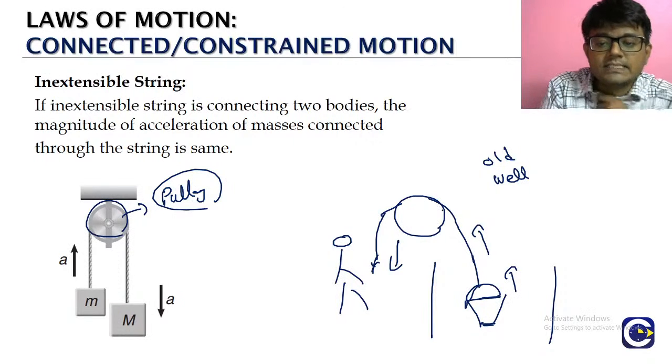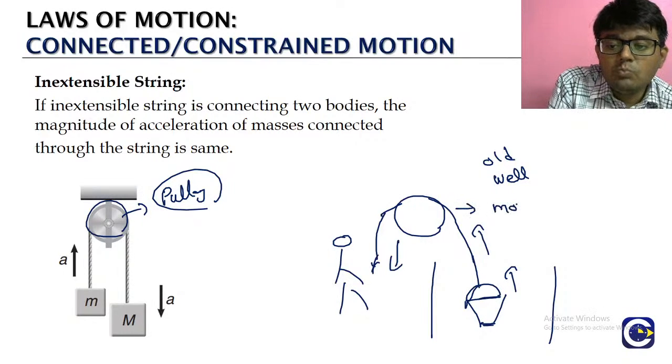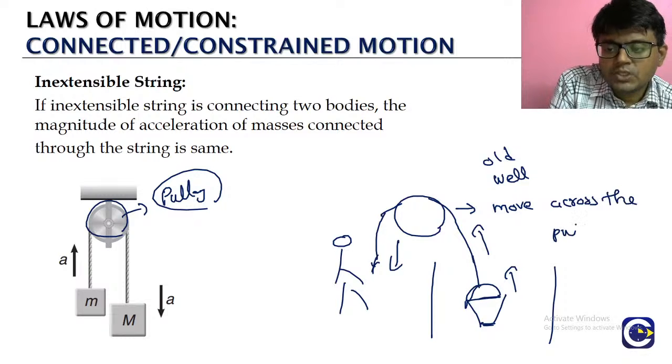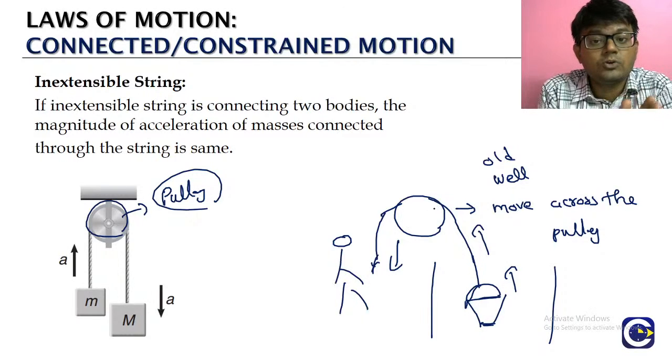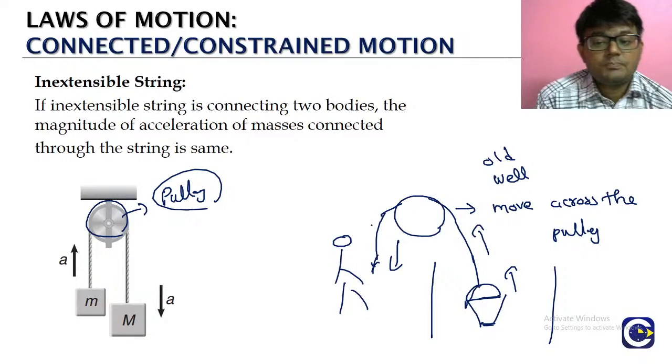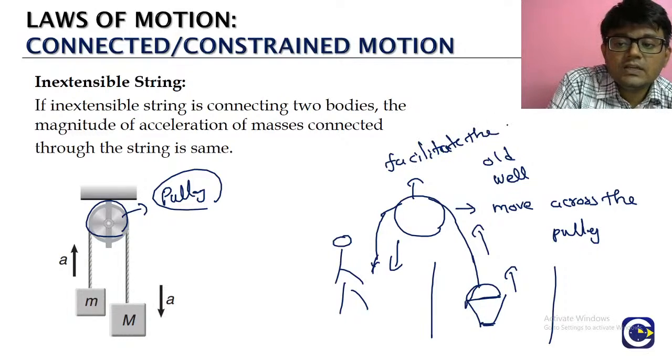So this rope or string will move across the pulley. The rope or the string will be able to move across the pulley. That is the main purpose of the pulley. The pulley will be able to move a rope or a string across it. So it will facilitate the rope movement. So what will the pulley actually do?